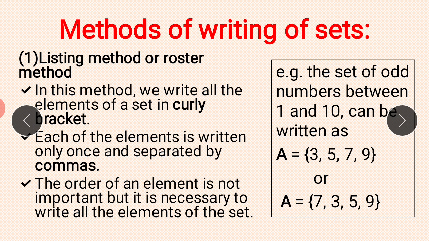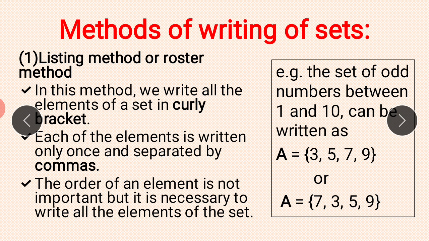And the third point is important. The order of the elements is not important, but it is necessary to write all the elements of the set. For example, the set of odd numbers between 1 and 10 can be written using the listing method or roster method.